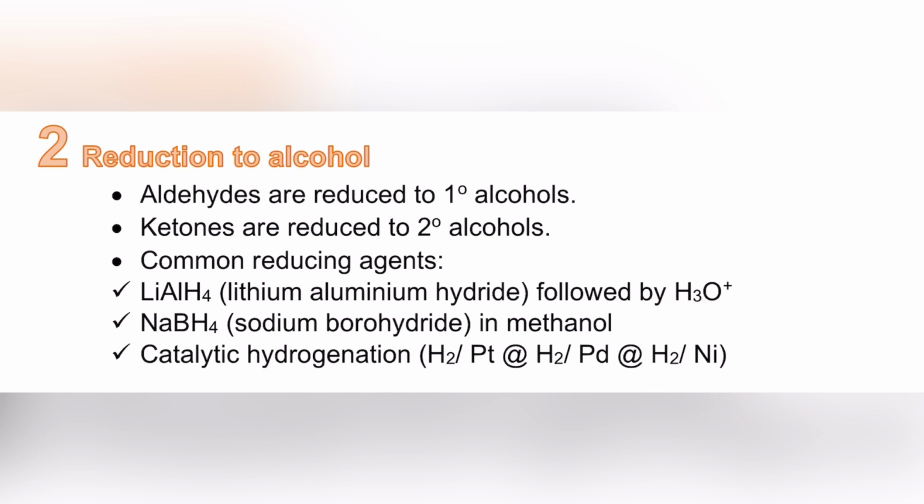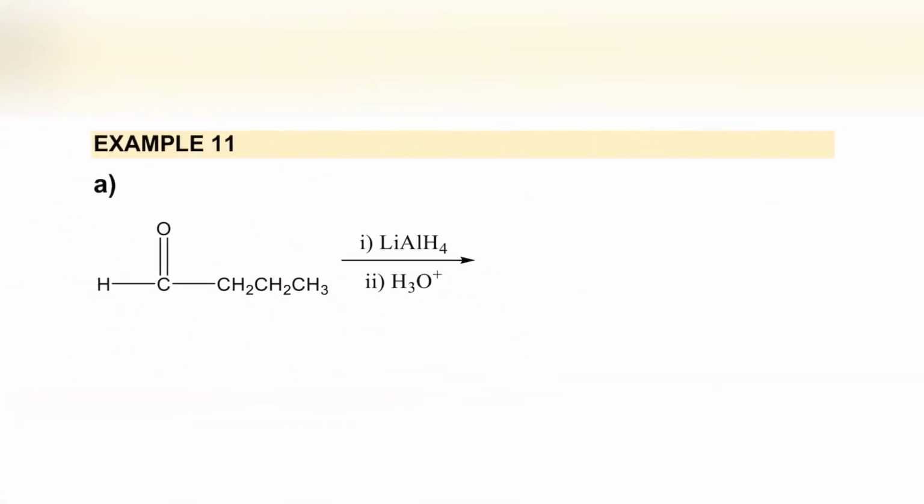The second one is NaBH4, sodium borohydride in methanol. So methanol means that you have CH3OH. Yang saya selalu guna adalah term ini NaBH. And then the last one we have is catalytic hydrogenation, where you need hydrogen and a catalyst, either platinum, palladium or nickel. So let's take a look one by one.